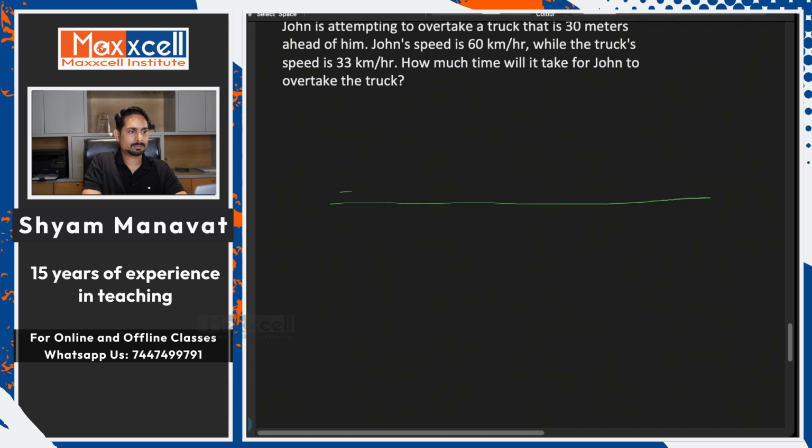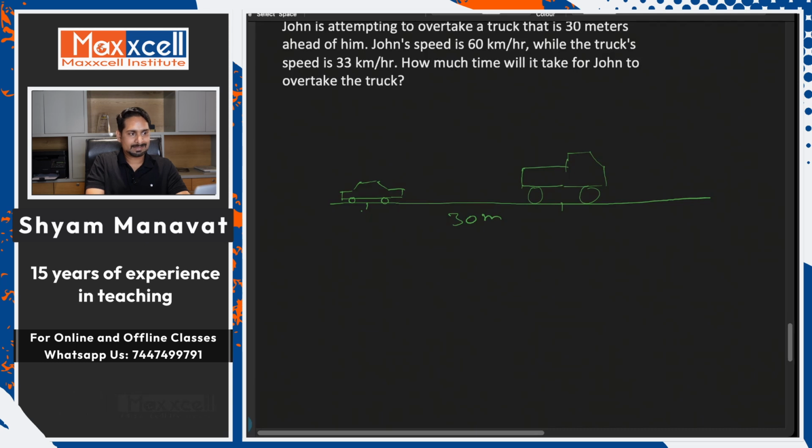John is here in this car, and the truck is here. All right, the distance between them is 30 meters. Sorry, 30 meters.